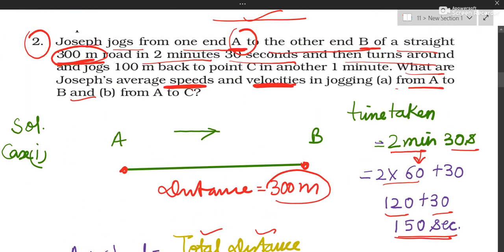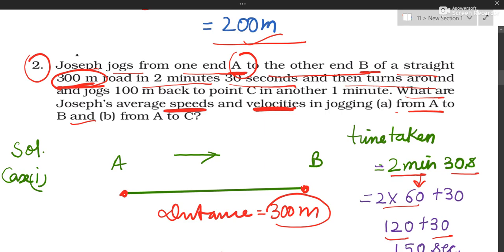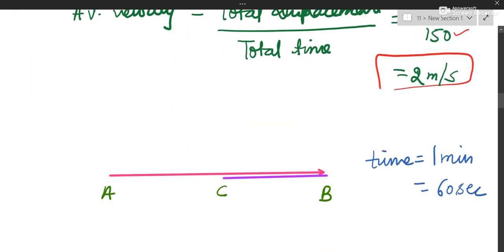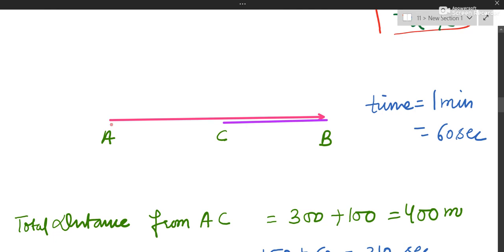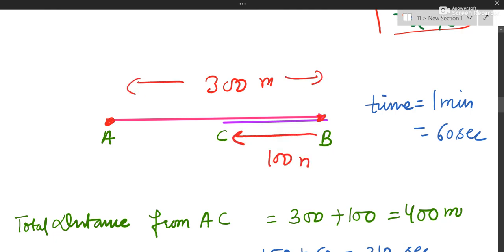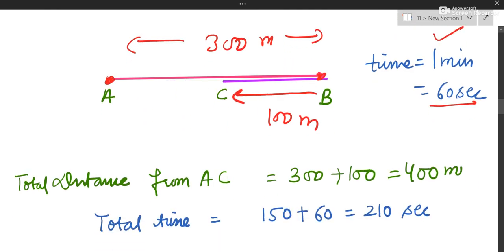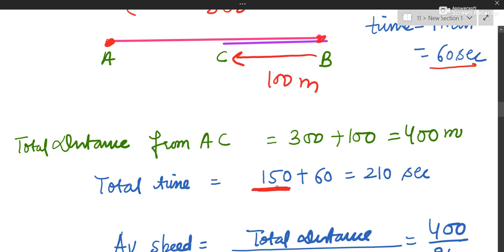Now let us see the further part of the statement. He turns around and jogs 100 meter back to point C in another 1 minute. So let us see the diagram. He went from A to B, which is 300 meter. Then he turns around from B and he covers from B to C, which is 100 meter. Time taken is 1 minute, 1 minute is 60 seconds. So what is the total time? Earlier it was 150 seconds, now it is 60 seconds. So total time is 210 seconds.